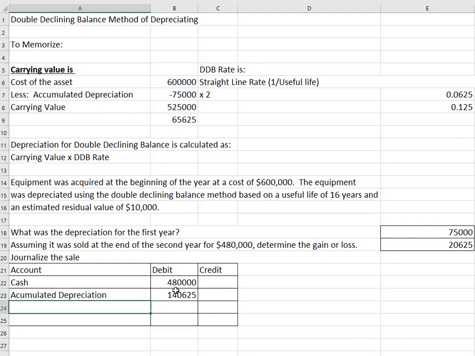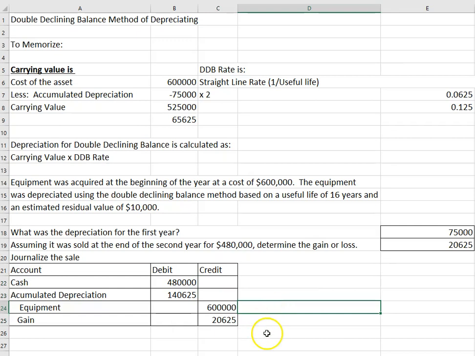Then I need to get rid of what's inside this equipment account. And equipment has a normal debit balance, so to get rid of it, I need to credit it for the original $600,000 because that's how much is in there. And then I need to show my gain. I need to recognize my gain of $20,625. And so I need to see if I'm in balance, so I'll add together my debits. When I add those two, I get $620,625. And over here, I also get $620,625. So that is my journal entry to sell this asset at a gain.